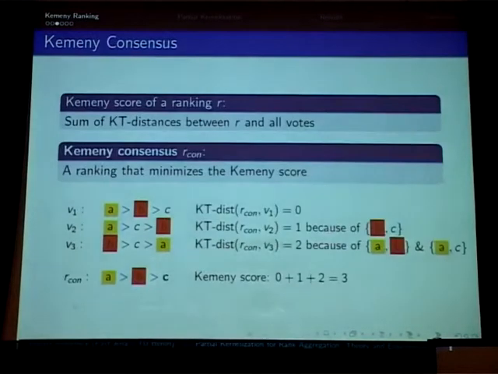So, okay. And now we can define the Kemeny score of a ranking. That's the sum of Kendall-Tau distances between a ranking and every vote of the input. And a Kemeny consensus is a ranking that minimizes the Kemeny score. Okay, for one instance, there can be several Kemeny consensuses. For our example, this is, for example, the ranking ABC with the Kemeny score 3. Yes, a very trivial algorithm would be to just check the score of each permutation.